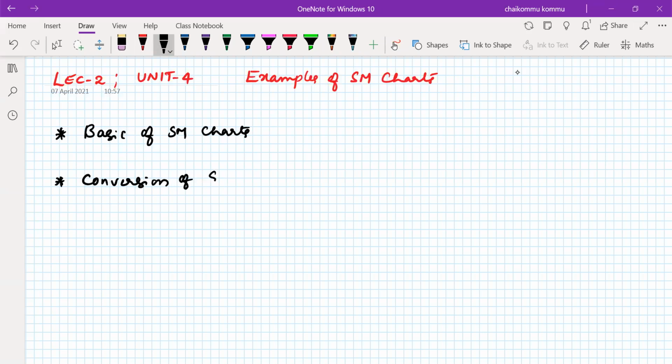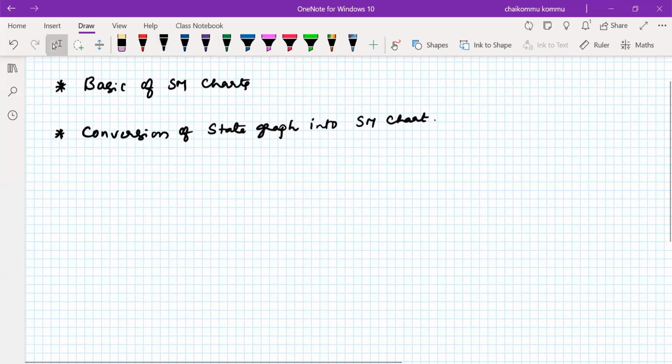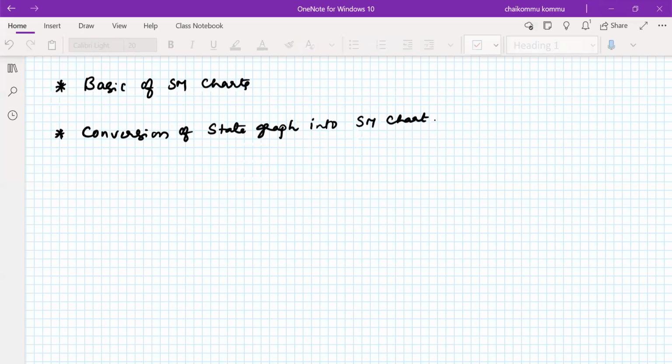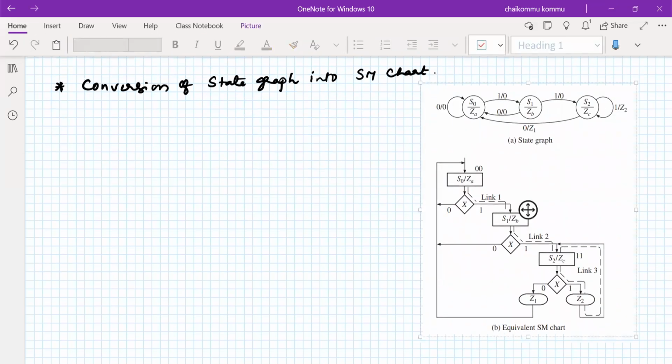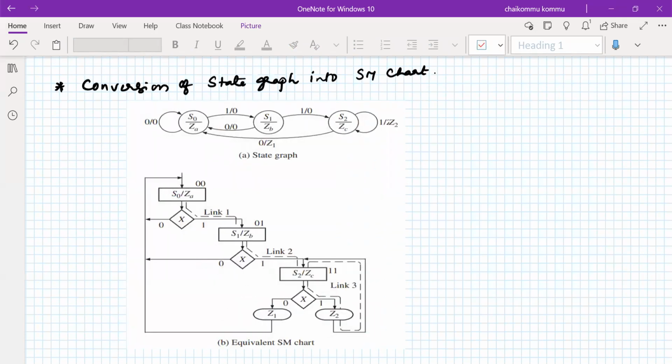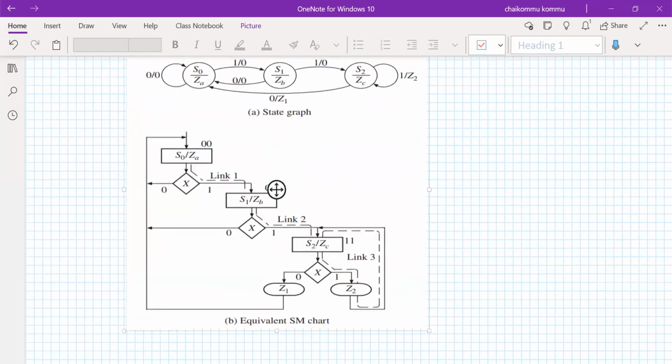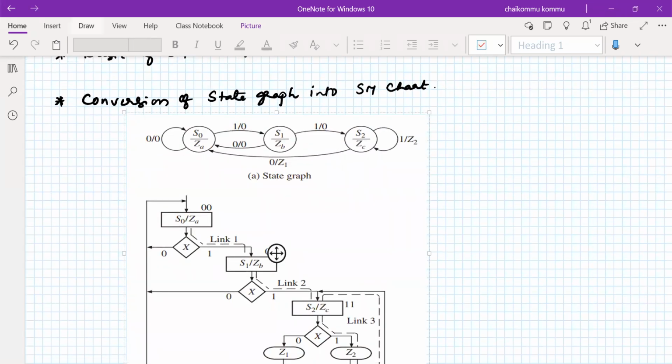The conversion of state graph into SM chart. We'll take one example. For example, let me paste it here. Okay, for example, you take this as an example. We have a state diagram there. So the state graph is shown here.